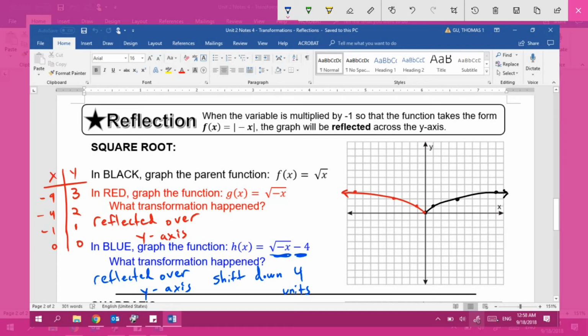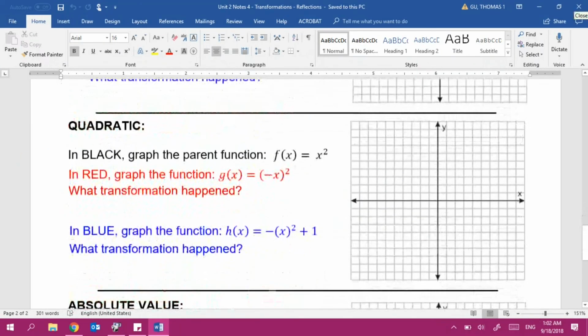1, 2, 3, 4, right there's a point. 1, 2, 3, 4, there's another point. 1, 2, 3, 4, there's another point. And then 1, 2, 3, 4, there's my final point. And we can see that our new function right here is a reflection over the y-axis and then down 4 spaces, down 4 units. So I want you guys to try now with quadratics.